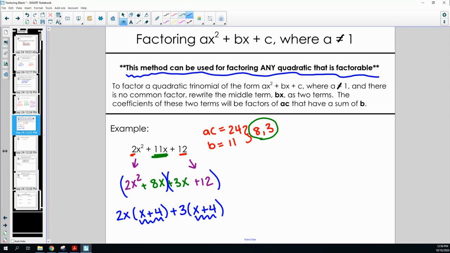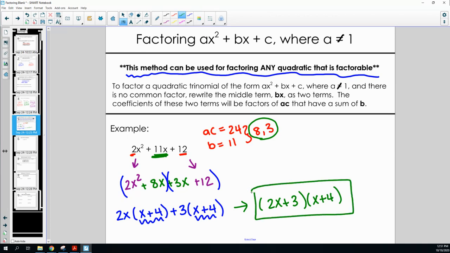So then to write our final answer, we're going to take the two terms that are outside, so the 2x and the plus 3, and we're going to put them together, so 2x plus 3. And then the two that are in the parentheses that are the same, we're just going to write it one time. And here it is completely factored.